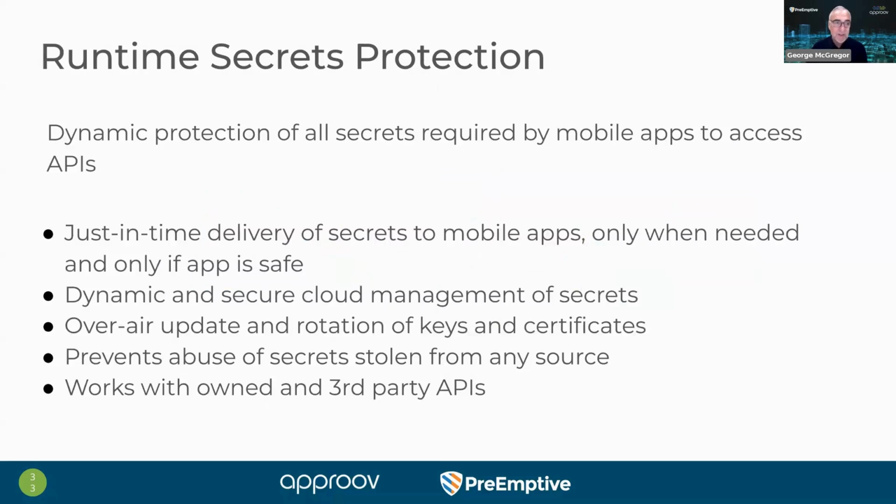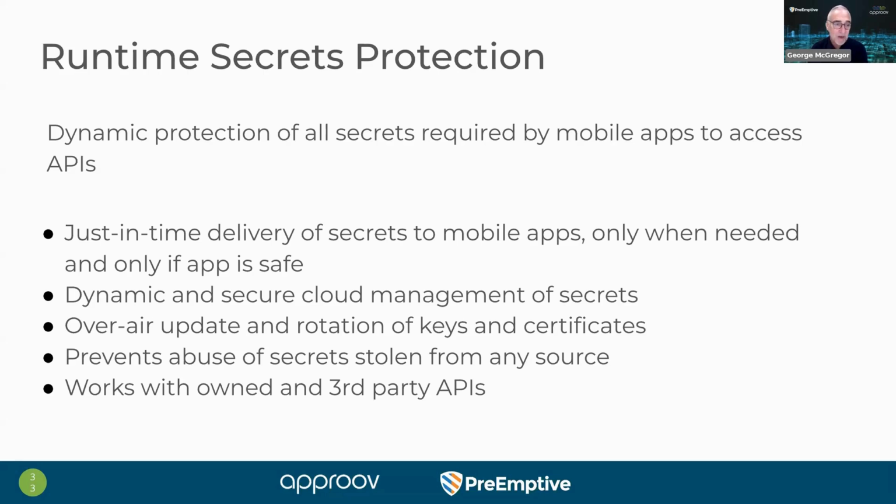And then finally, because we do this attestation of the environment and of the app, we can do something very unique with runtime secrets. So all of the API keys that you use to access third-party APIs or your own APIs, they need to be protected. And there's plenty of studies out there that show that they are not currently. People scan mobile apps and they find all sorts of secrets and API keys exposed.